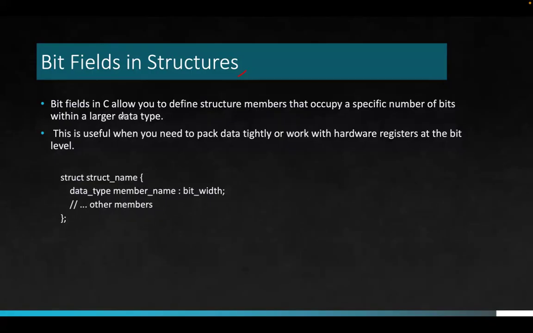Bit fields in C allow you to define structure members that occupy a specific number of bits in larger data types. This is useful when you need to pack data tightly or work with hardware registers at the bit level. You remember registers, right? This is mostly used in embedded systems, when you use embedded C coding.